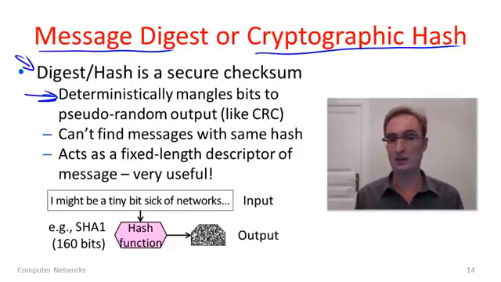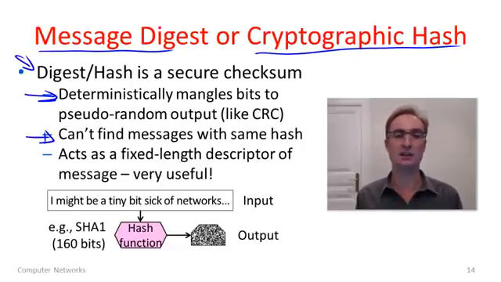So they're effectively pseudo-random, even though there's a well-defined operation. They might look random to us, yet they're deterministic. They are literally a function of the message. The key property for a message digest or a cryptographic hash is that by construction, you can't find two messages that have the same hash.